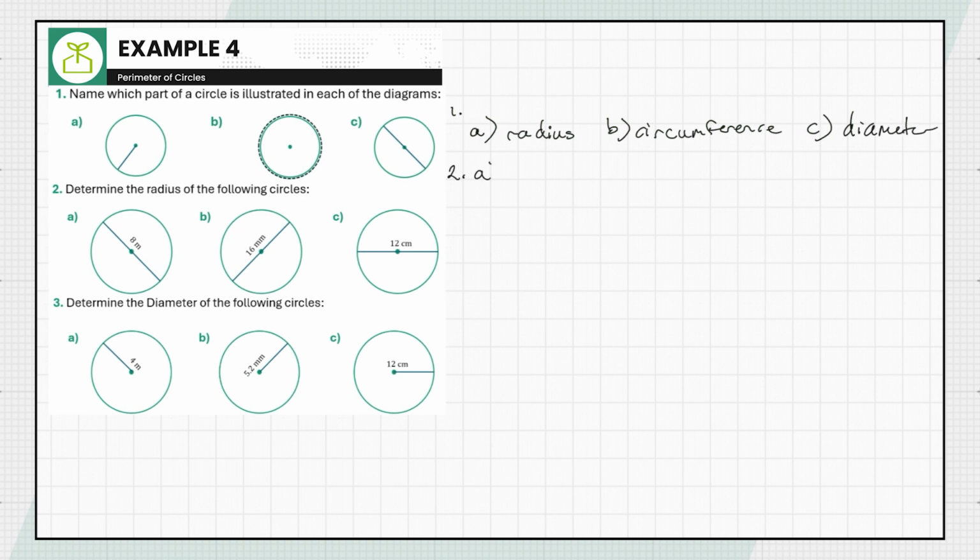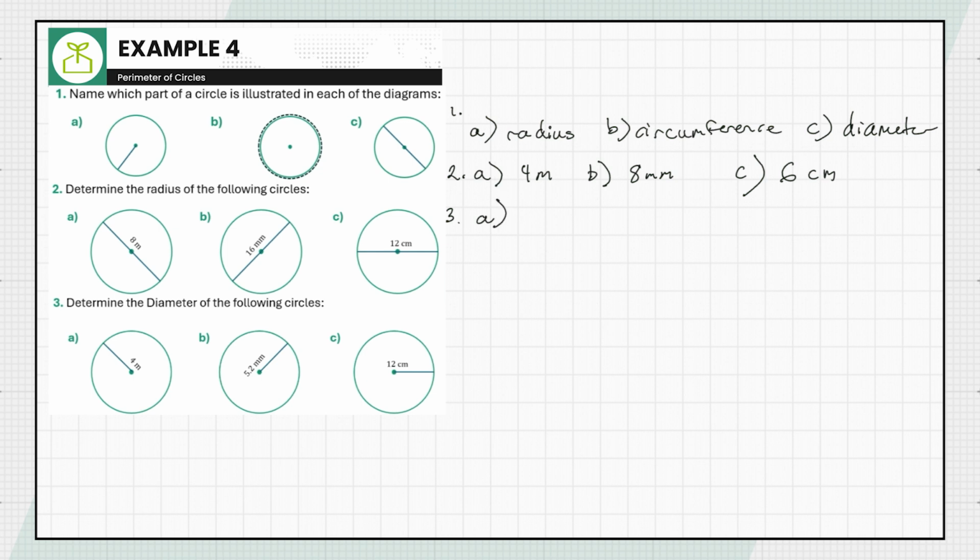In part 2a, we have a diameter of 8 meters, so our radius must be half of that, which is 4 meters. We have 16 millimeters for our second diameter, so our radius must be 8 millimeters. For our third one, we have a diameter of 12 centimeters, so our radius must be 6 centimeters.